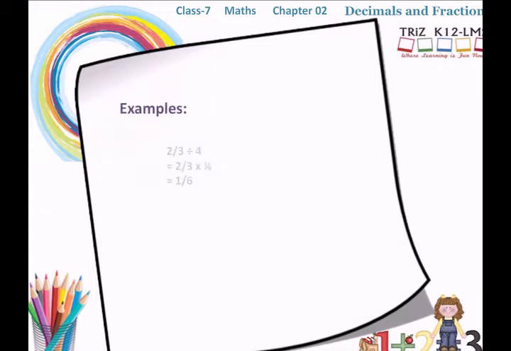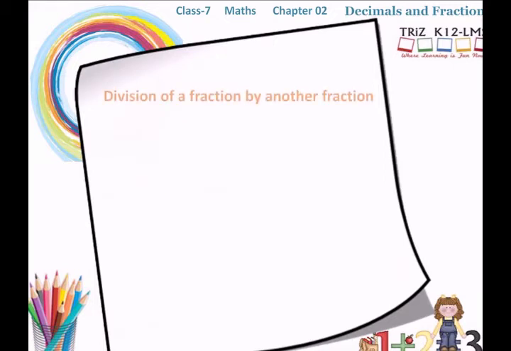Examples: 2/3 divided by 4 is equal to 2/3 into 1/4 is equal to 1/6. 2 1/5 divided by 5 is equal to 11/5 divided by 5 is equal to 11/5 into 1/5 is equal to 11/25.